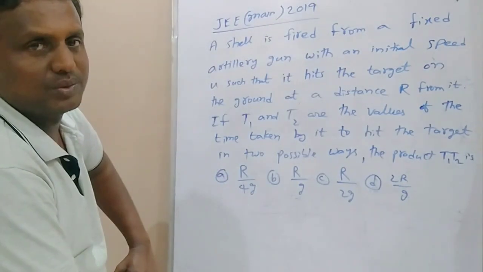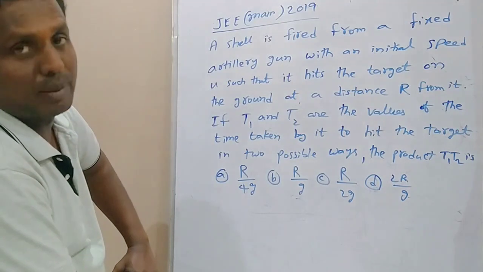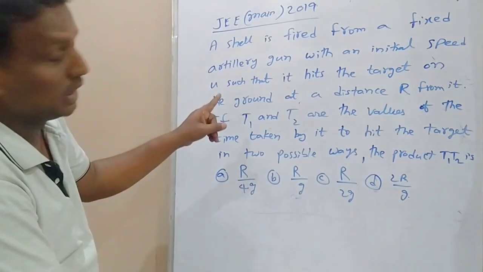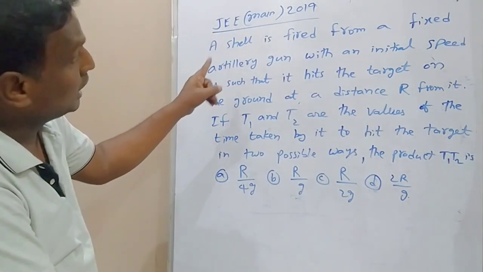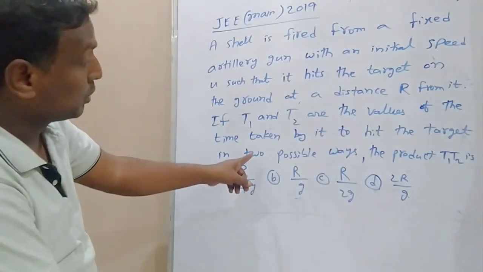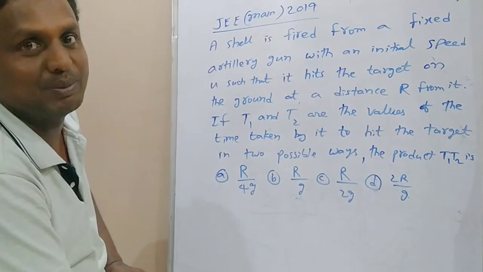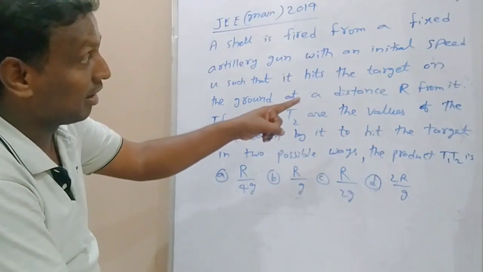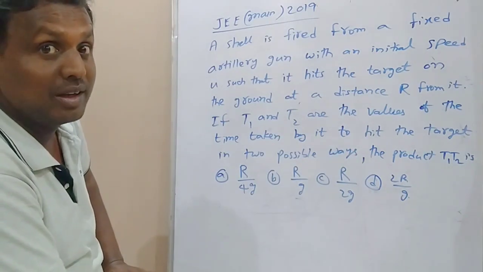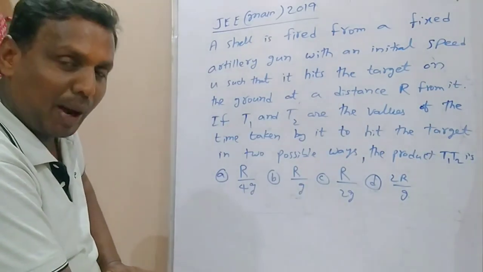First of all, you should understand the problem. What is the problem asking and what is given? See here, speed is the same. A shell is fired from a gun with initial speed u. And how many possible ways here? Two possible ways. In both ways, speed u is the same, and also the range R is the same. That means here nothing but the case of complementary angles.